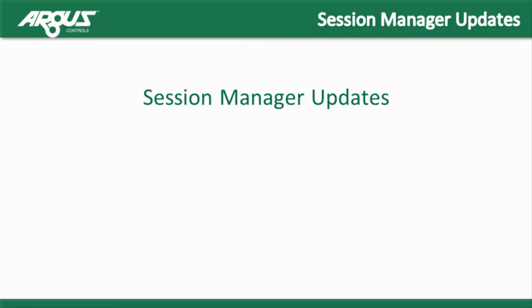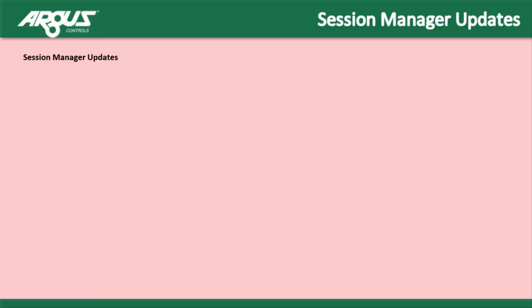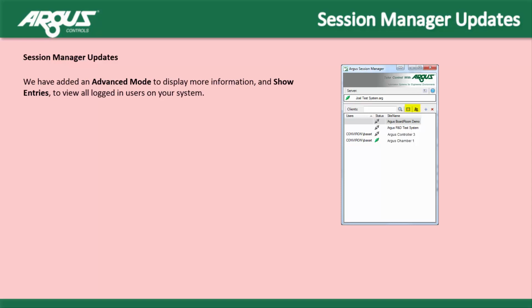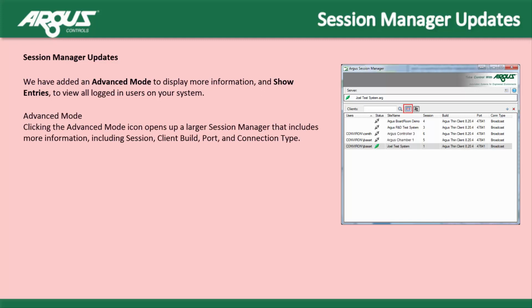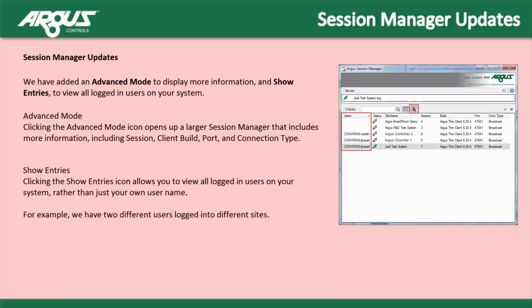Session Manager updates. We've added an advanced mode to display more information. We've also added a Show Entries icon, allowing you to see all logged in users on your system. Advanced mode. Clicking the Advanced mode icon opens up a larger session manager that includes more information. Included is the session, client build, port, and connection type. Show entries. Clicking the Show Entries icon allows you to see all logged in users on your system, rather than just your own username. For example, we have 2 different users logged into different sites.